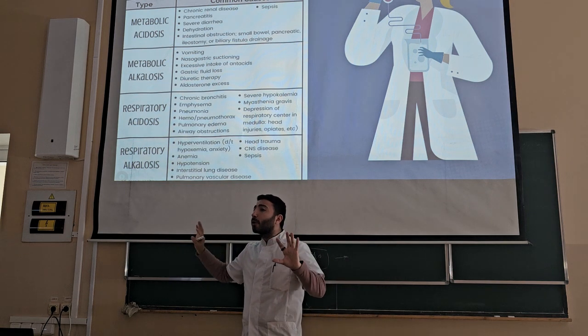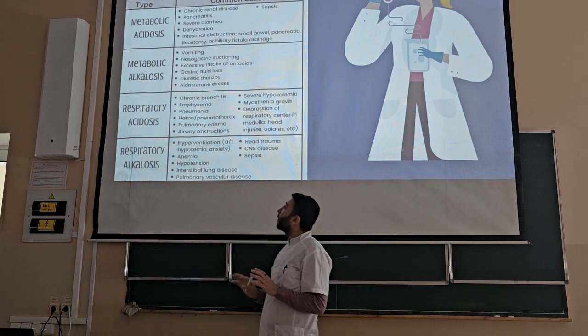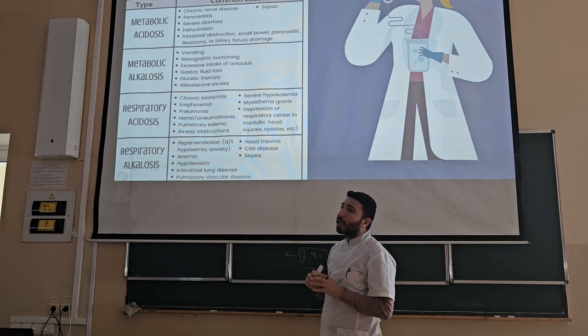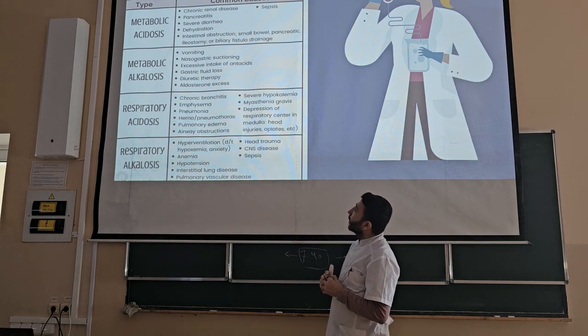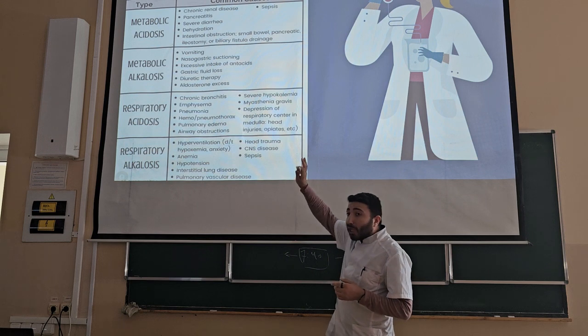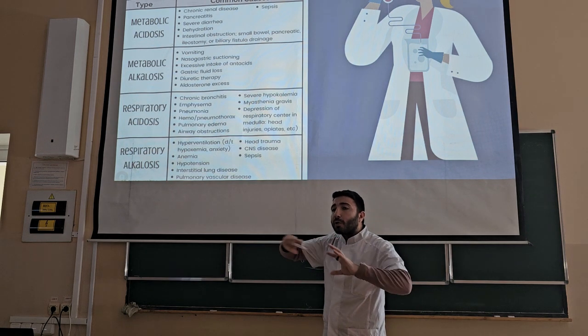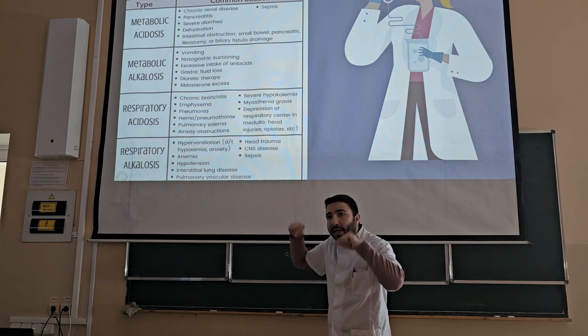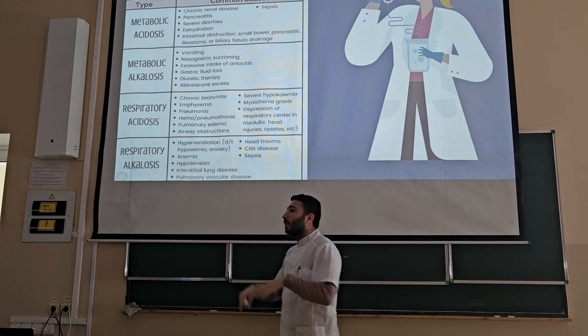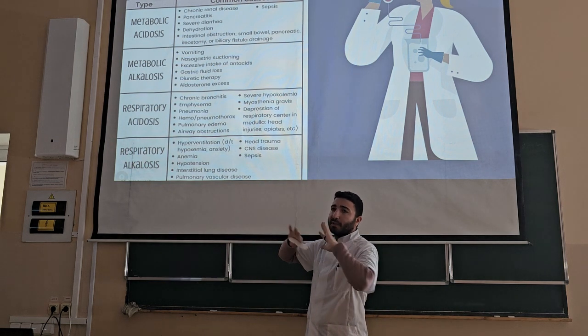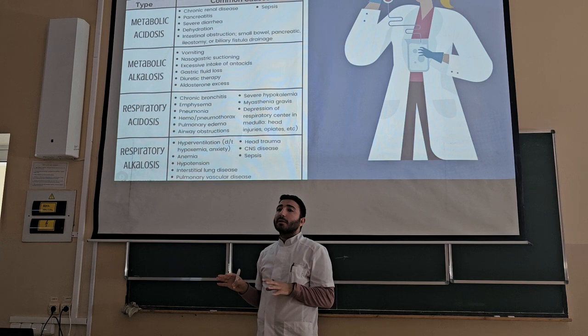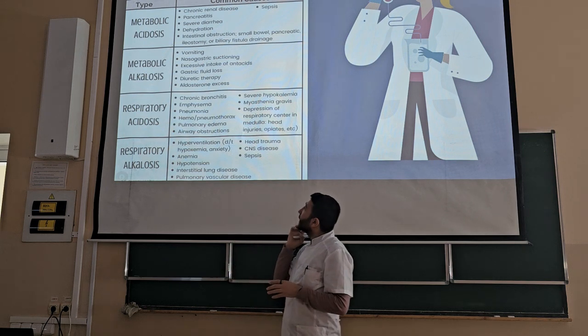We gave all the causes of both of them. So what about respiratory acidosis, guys? In metabolic acidosis, we said most are chronic diseases of the renal system. In respiratory acidosis, you can also tell most are chronic bronchitis disorders. So that also could be a reason.